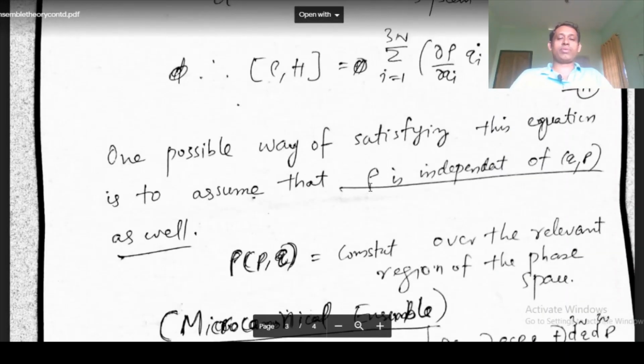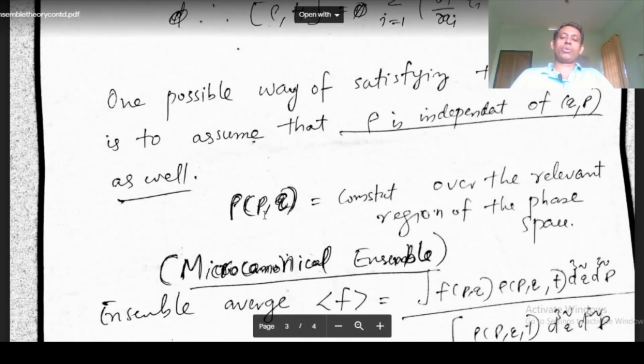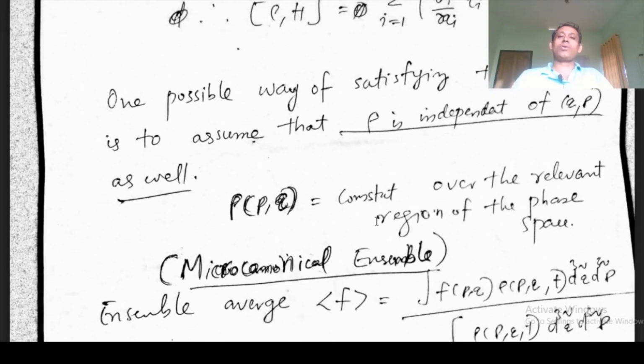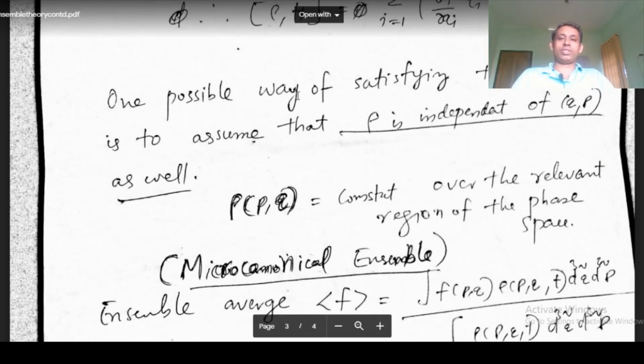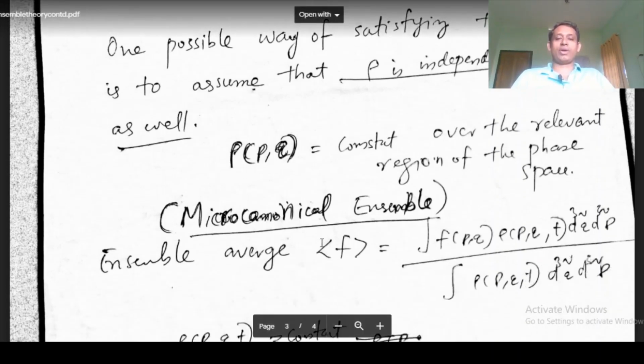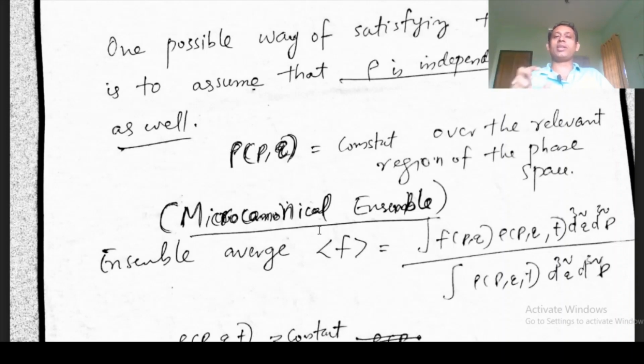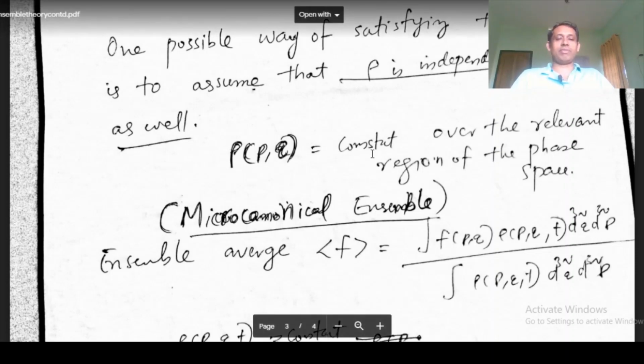So rho is independent of q and p, or we can say rho of q and p is a constant over the relevant region of the phase space. Rho, the density of the representative points, is a constant. That means the representative points or phase points are uniformly distributed, with the same density everywhere over the relevant region of the phase space. And what we have now is a micro-canonical ensemble. For a micro-canonical ensemble, this density is constant everywhere.